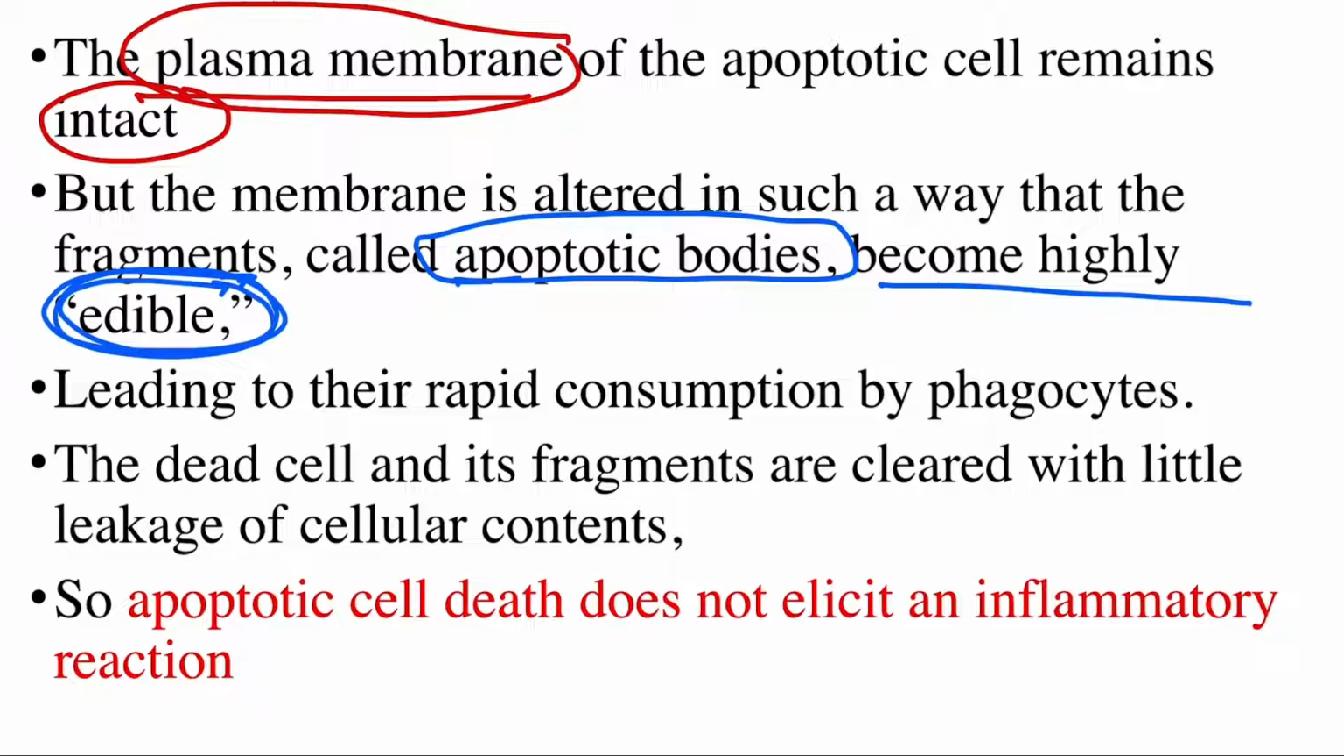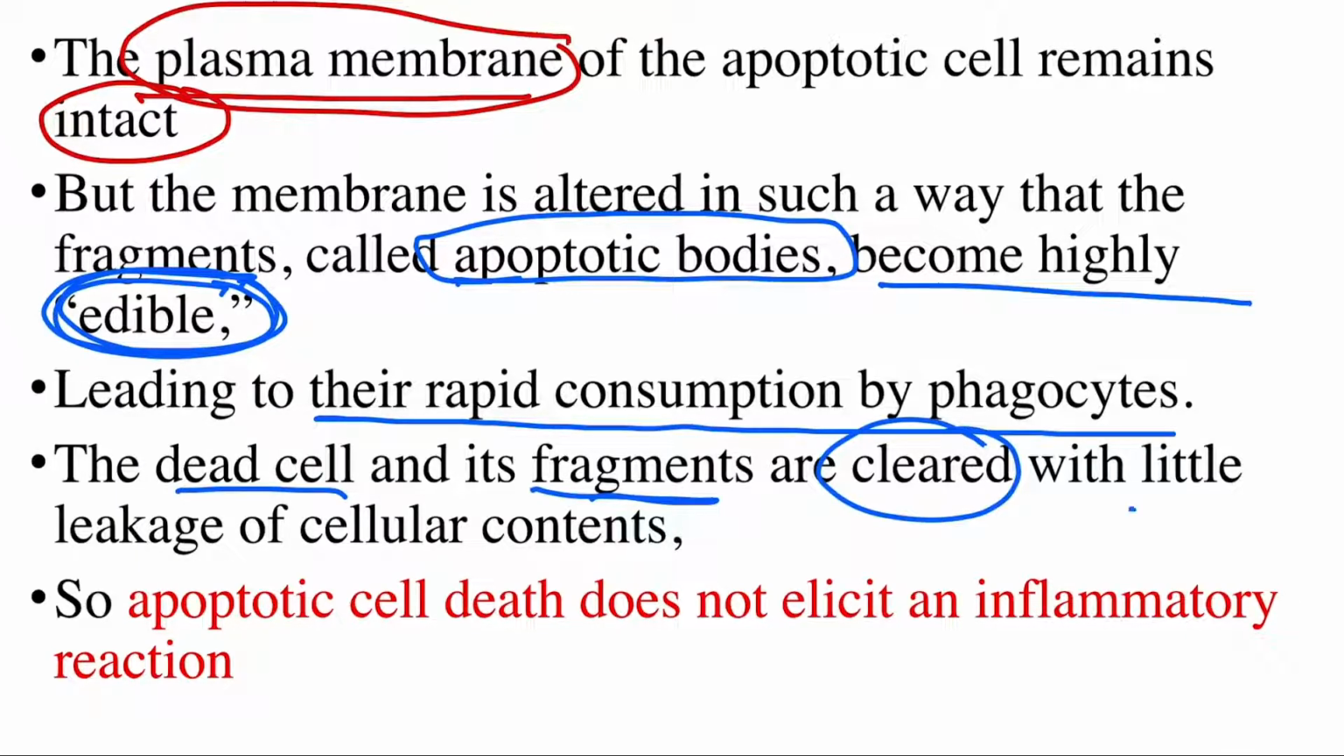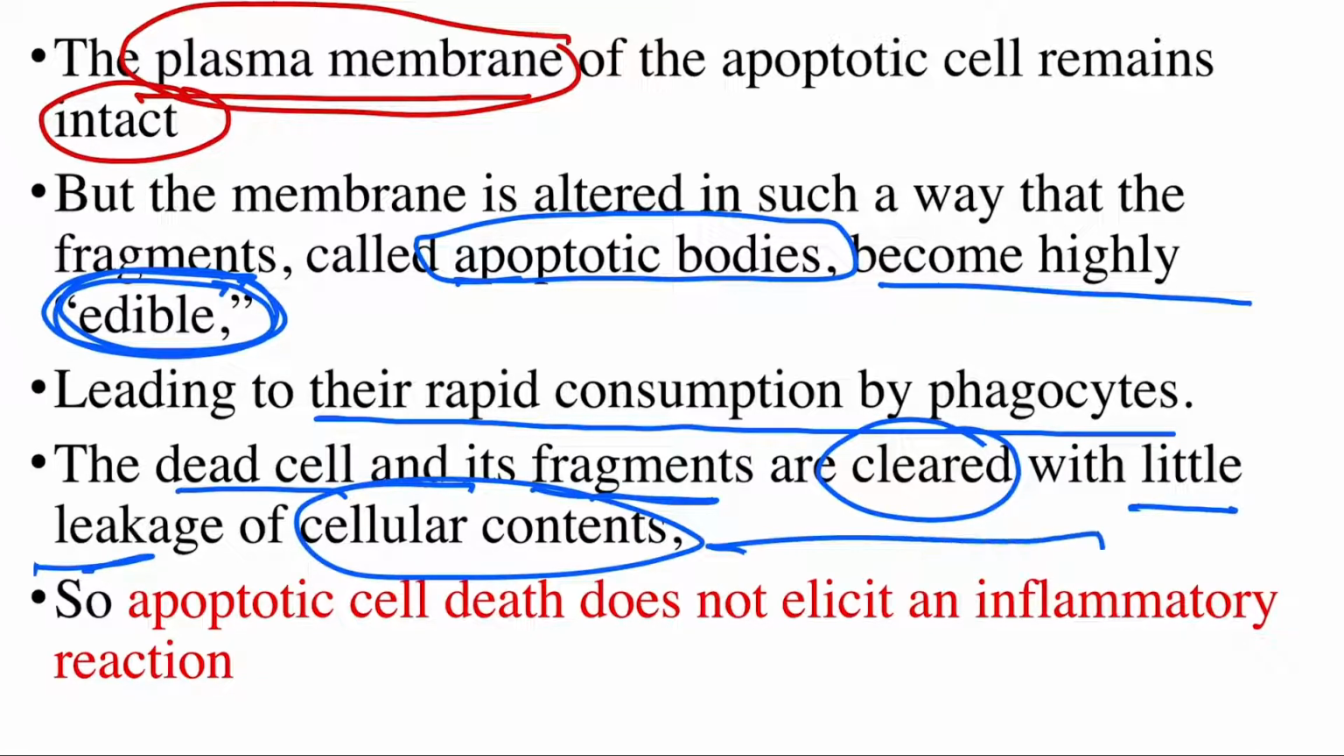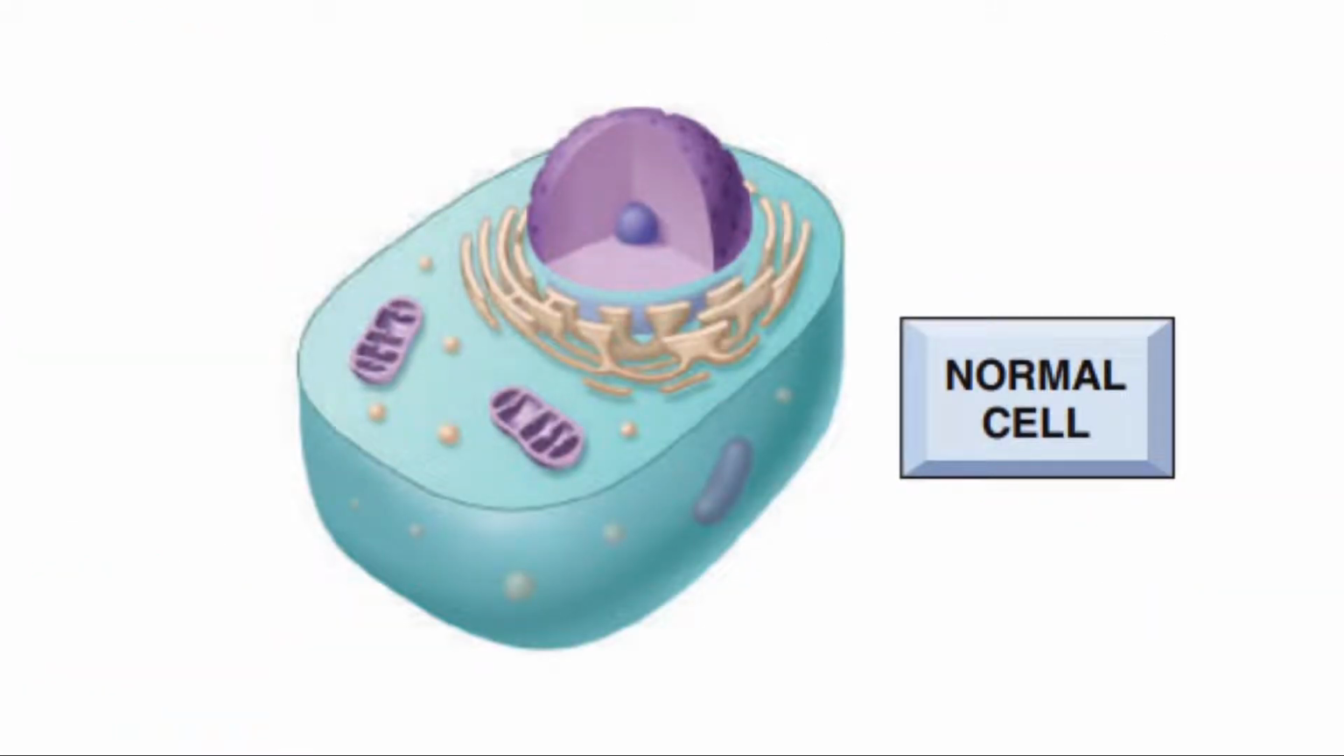And because of this they get phagocytosed, leading to the rapid consumption by the phagocytes. The dead cell and fragments are cleared with little leakage of cellular contents, and that is why there is no inflammatory reaction. So apoptotic cell death does not elicit an inflammatory reaction. We'll talk about the morphology of the apoptotic cell in detail in another video.